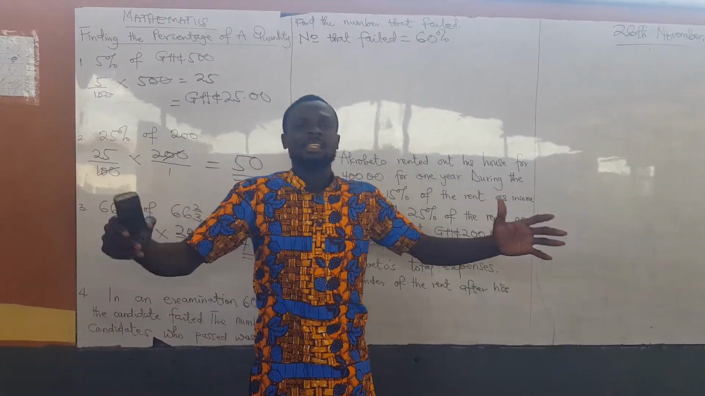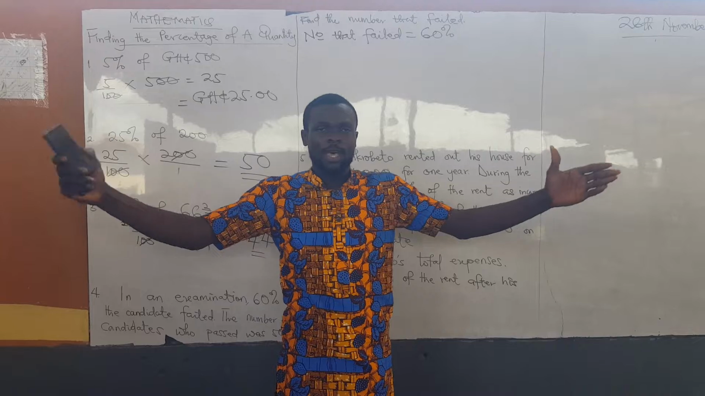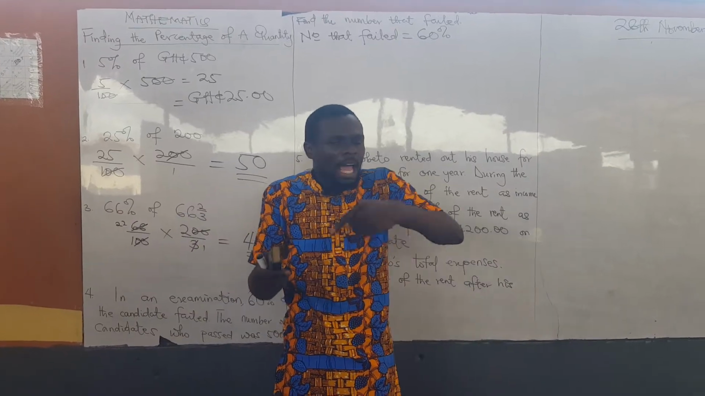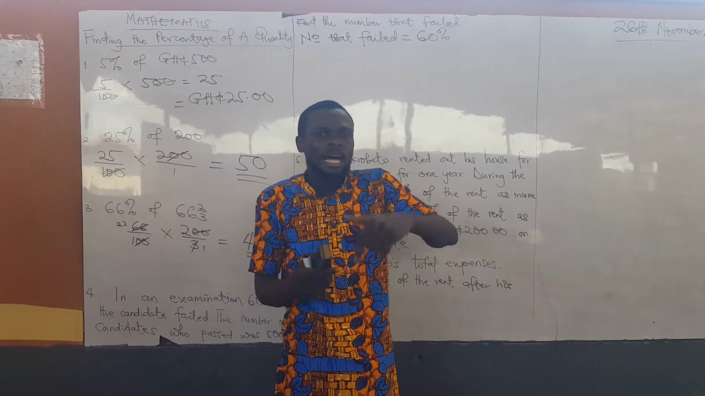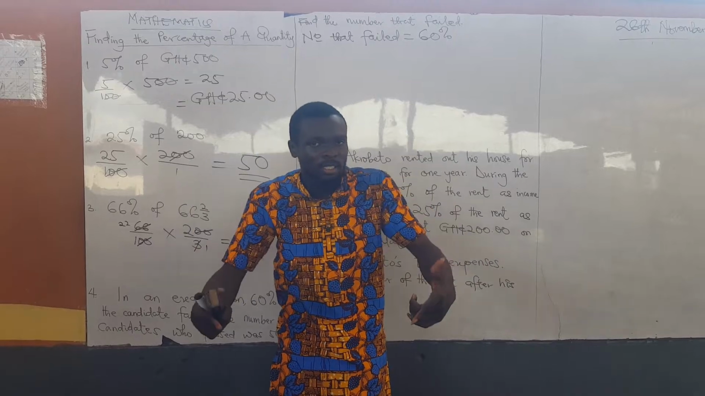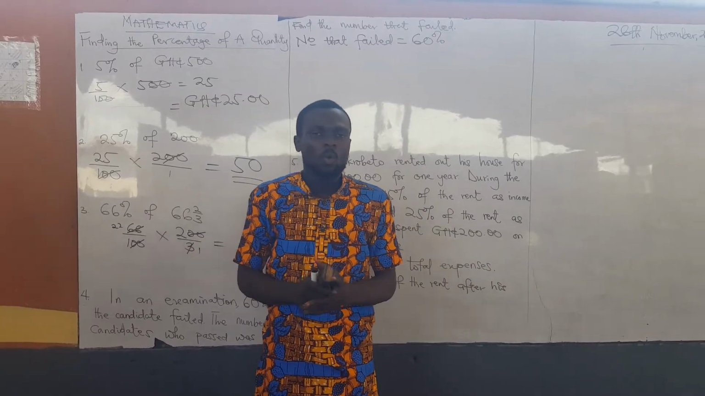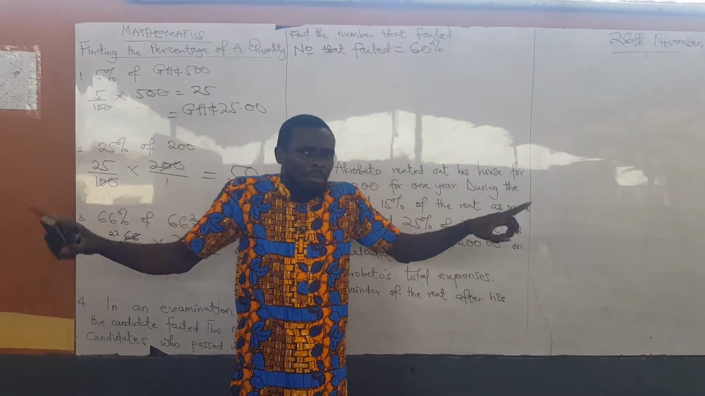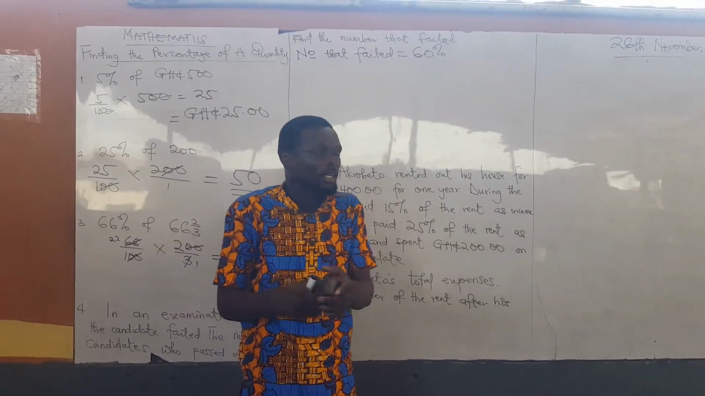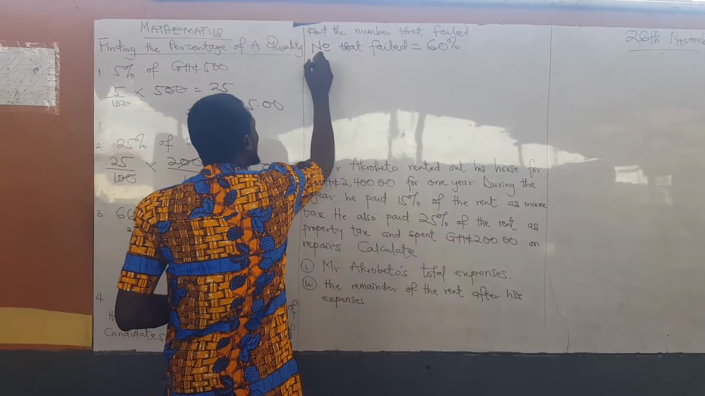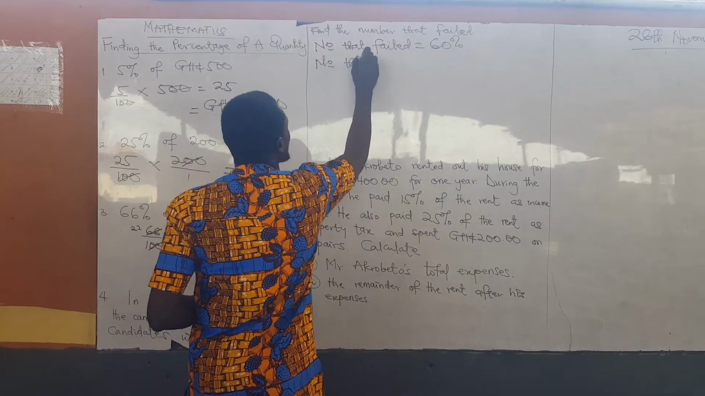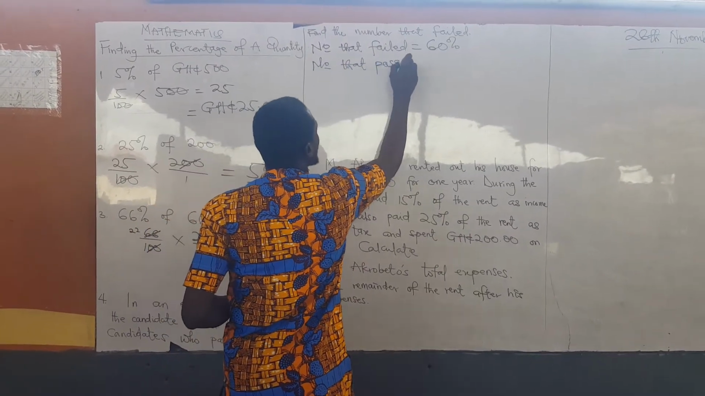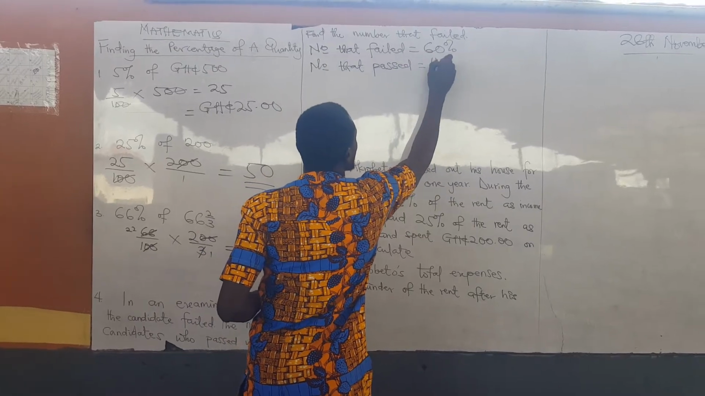Now, if in a class 60% have failed, then in terms of percentage, the number of students that passed will be 40%. Why? Because we are dealing with percentage, the total number is 100. So the number that passed is 40%.